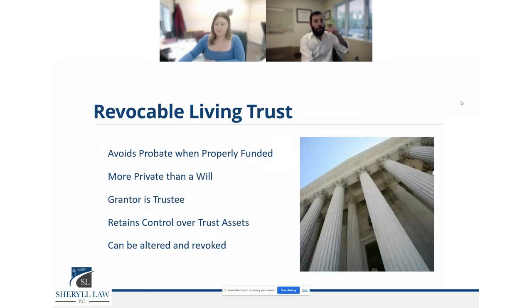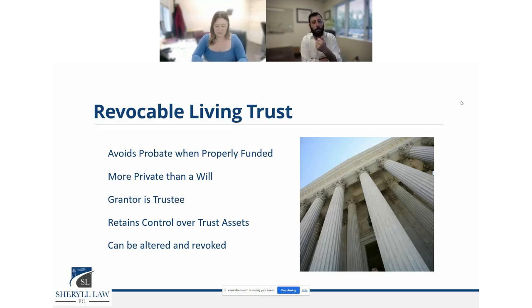Now, let's talk about revocable living trusts. What is the main goal of a revocable living trust? The main goal of a revocable living trust is to avoid probate. That's really all that it will do. It'll avoid probate. It won't provide any sort of asset protection. It won't protect assets from the nursing home. For the most part, there's some limited circumstances where it can, but that's beyond the topic of today's webinar.